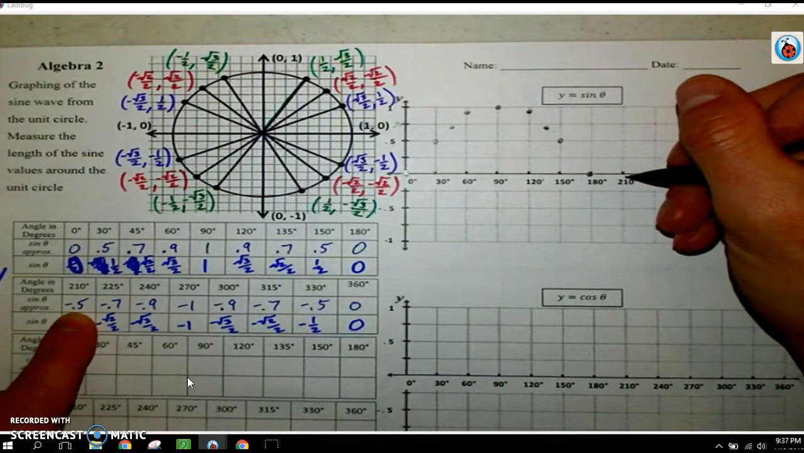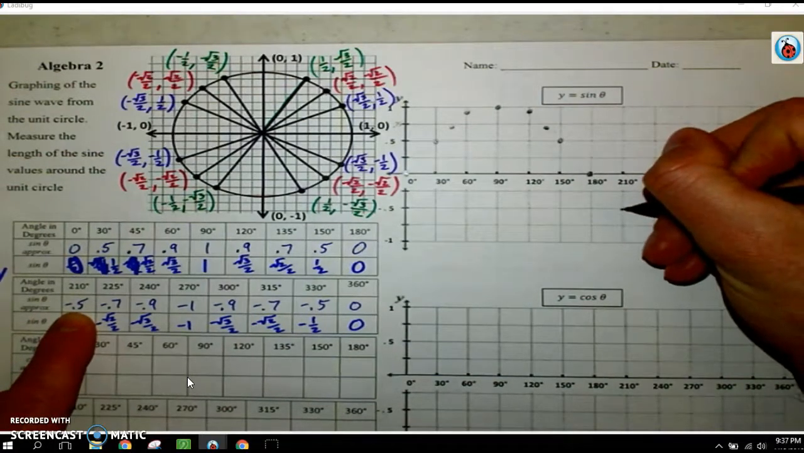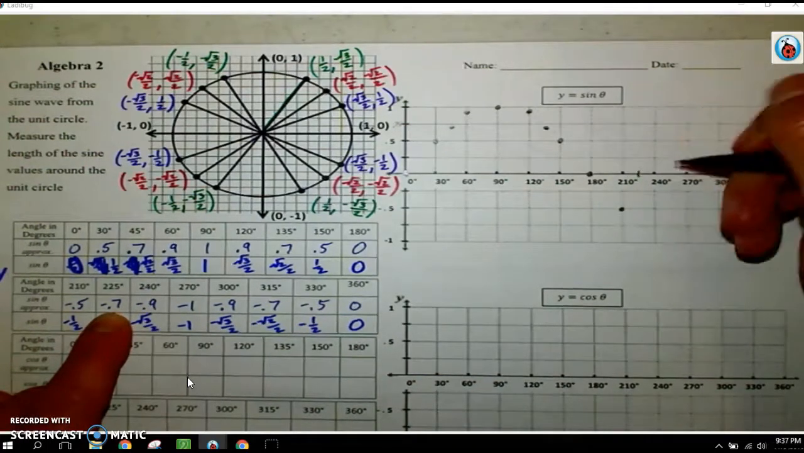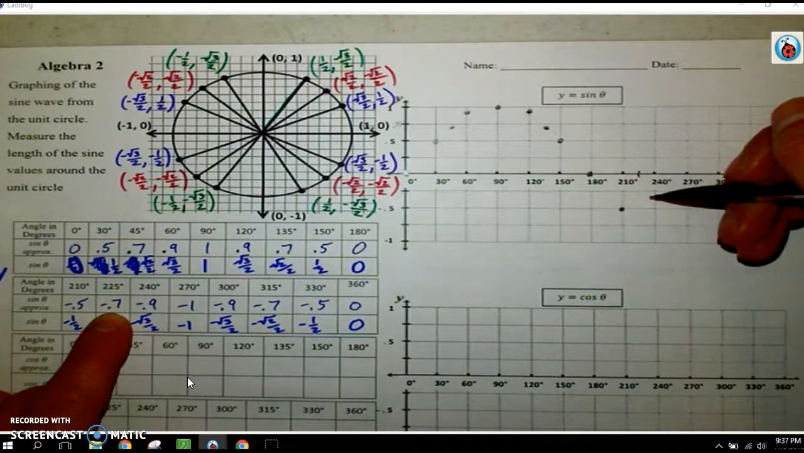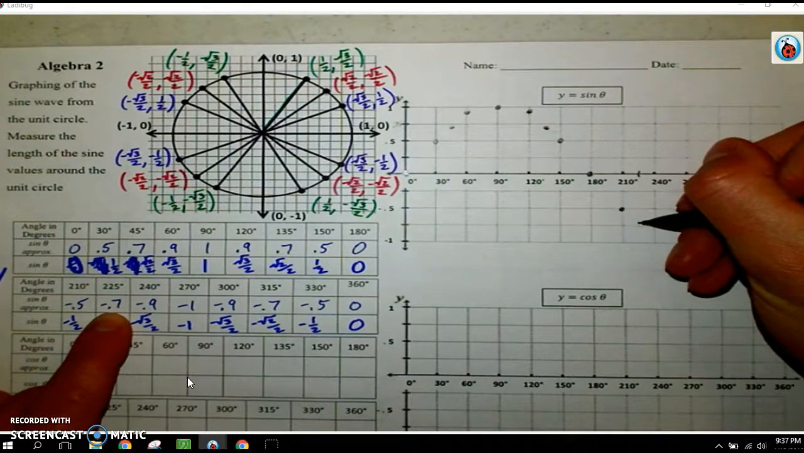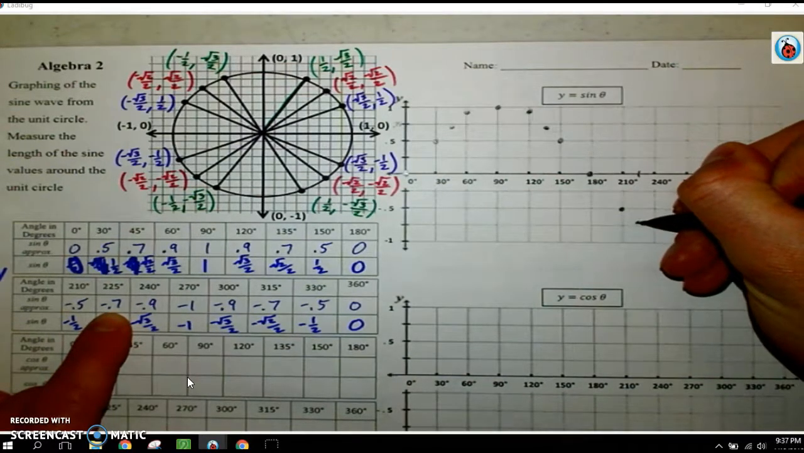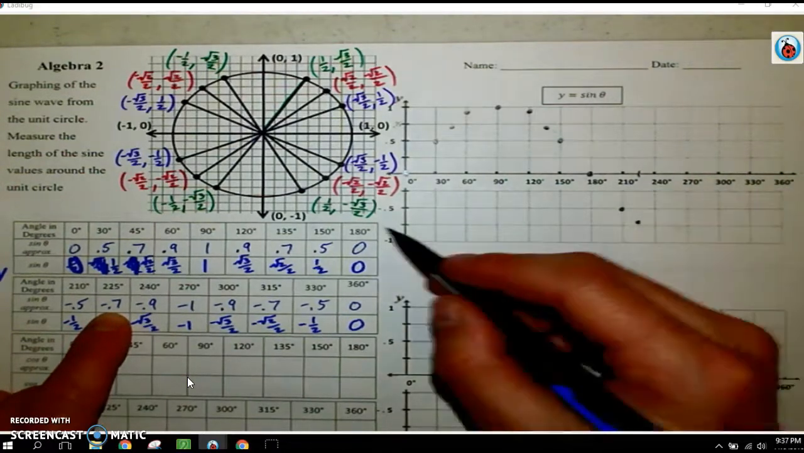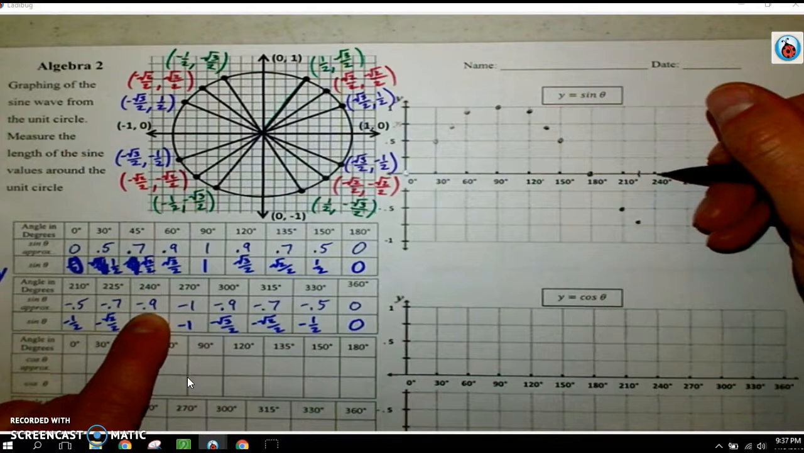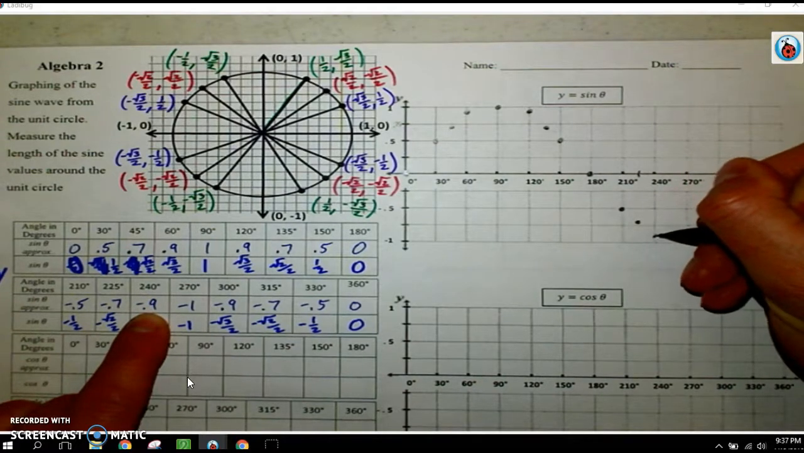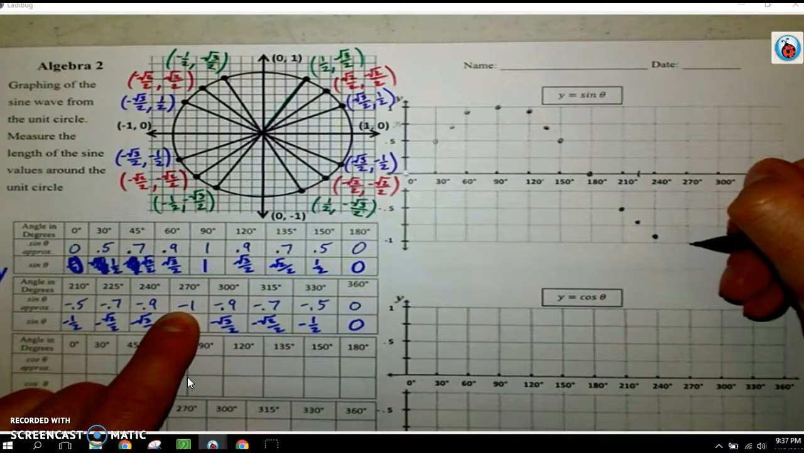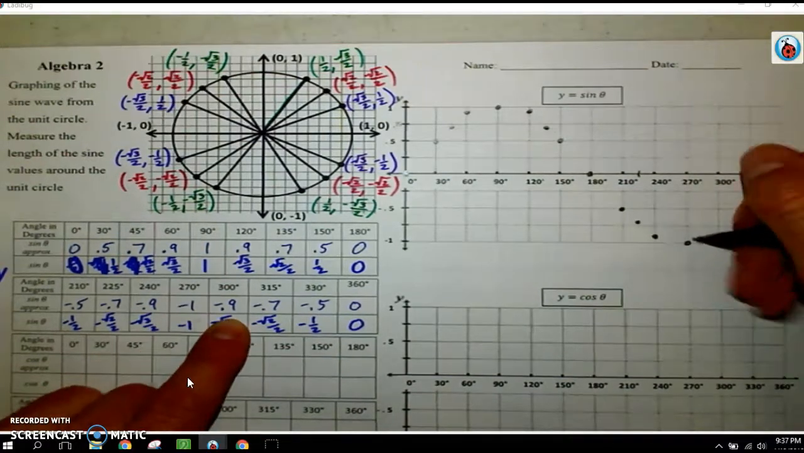So at 210, my next tick mark here, I'm down at negative 1/2. At 225, that would be in between 210 and 240, I'm at negative 0.7. So this time a little bit above that line, which would be negative 0.75. At 240, I'm at negative 0.9, a little bit below that final line there. And at 270, I am at negative 1, all the way down.